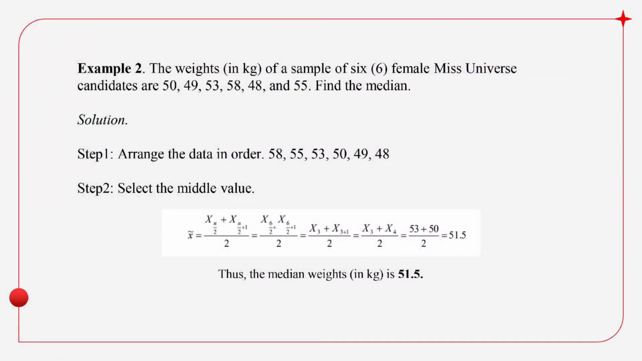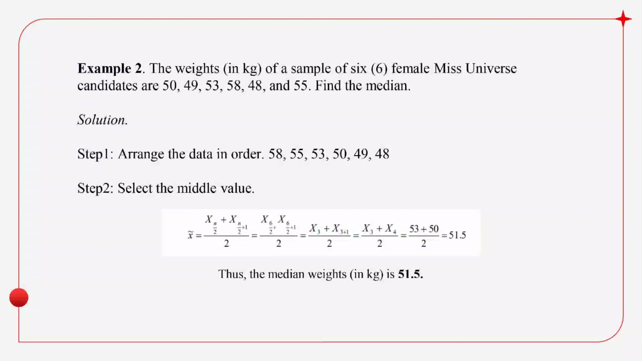Example number 2: the weights in kilograms of a sample of 6 female Miss Universe candidates are 50, 49, 53, 58, 48, and 55. Find the median. Step 1, arrange the data in order. As you can see, we have arranged the data in decreasing order: 58, 55, 53, 50, 49, and 48. Step 2, select the middle value.